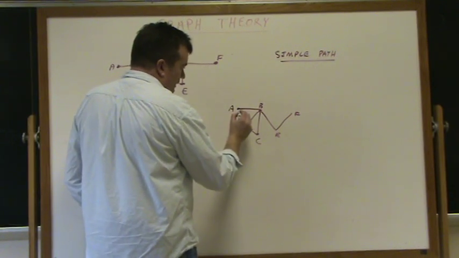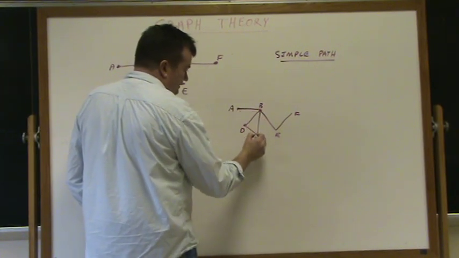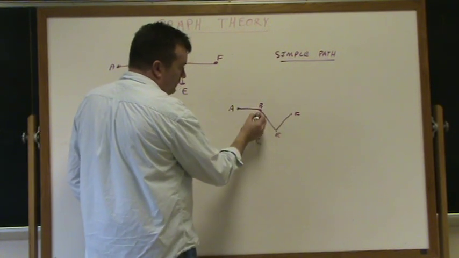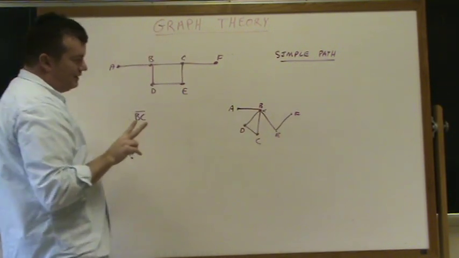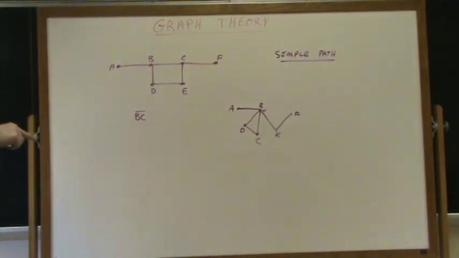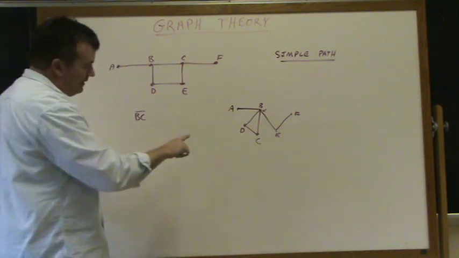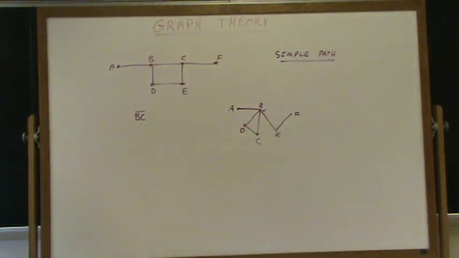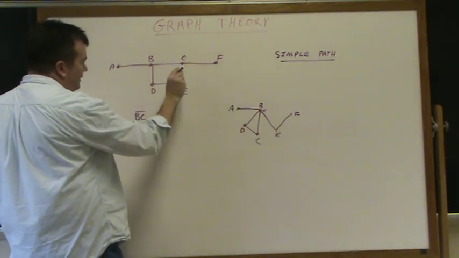So we could actually go from A to B to C to D, back to B to E and to F. We visited this vertex 2 times, right, but we've never traveled the same edge twice. So that path would still be considered a simple path, because we haven't used the same edge twice. Is there a simple path in this graph?